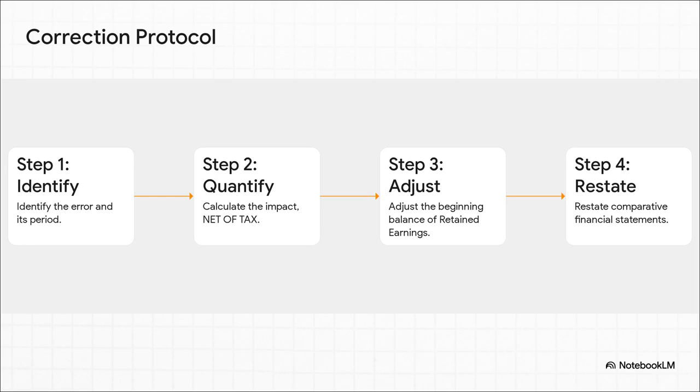It's a 4-step process. 1, find the mistake. 2, calculate how much it messed things up, and I can't say this enough, it has to be net of tax. Always, always, always net of tax. 3, the big adjustment doesn't touch this year's profit. No, it goes directly to the beginning balance of your retained earnings. And 4, you got to go back and fix the old financial statements you show for comparison.